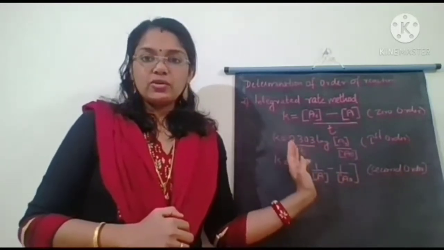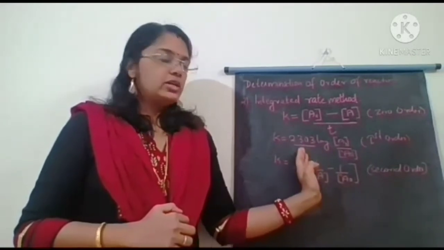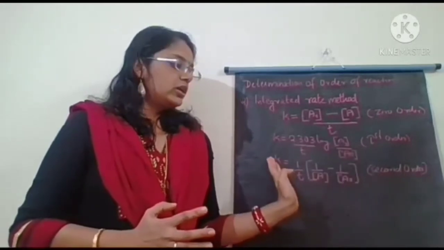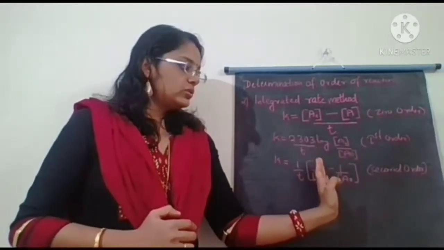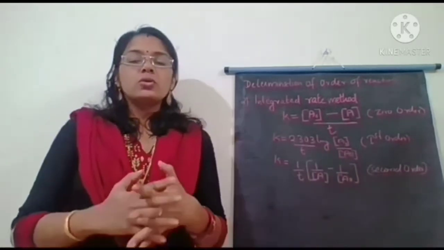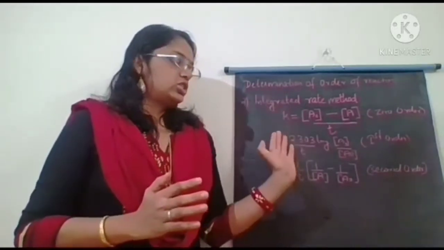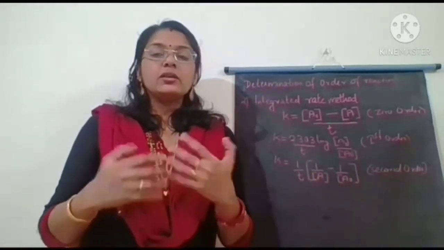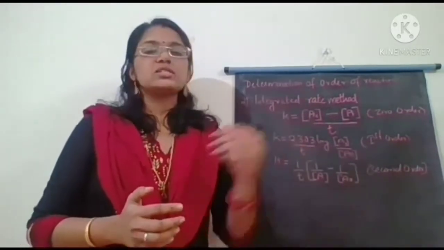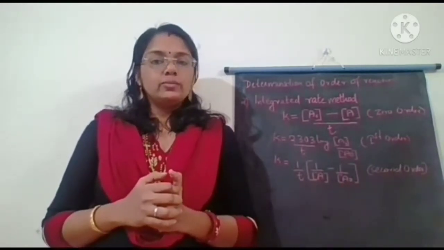Again, for a first order reaction, the rate equation is K is equal to 2.303 divided by T into log of A0 by A. For second order, K is equal to 1 by T into 1 by A minus 1 by A0. Whatever experimental results we get, we substitute in these expressions of different orders. The one which gives a constant value of K, the rate constant, designates the order of that reaction. That is the integrated rate equation method.